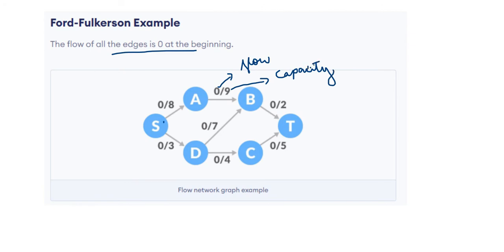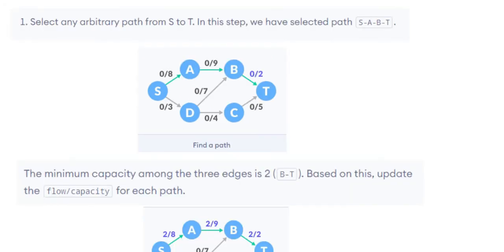Okay, so you can observe the initial edges, like this is our edge. The initial edges are all 0. See, the initial edge is 0 and the capacities are the values below it. So let's see with step 1.